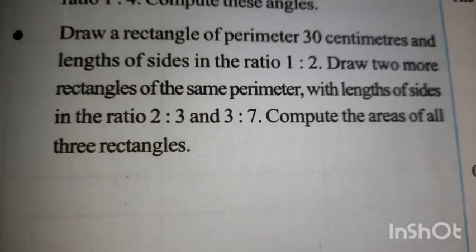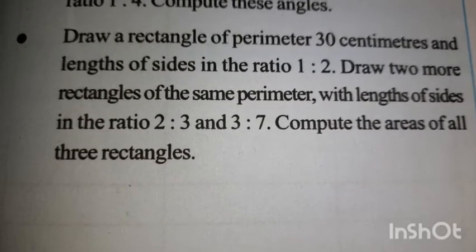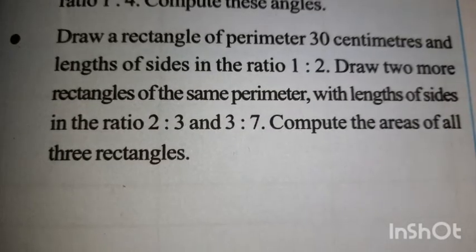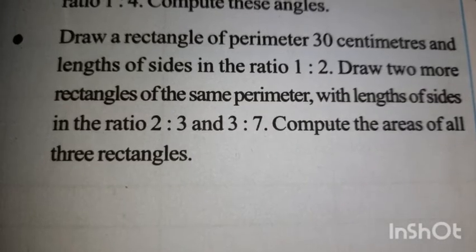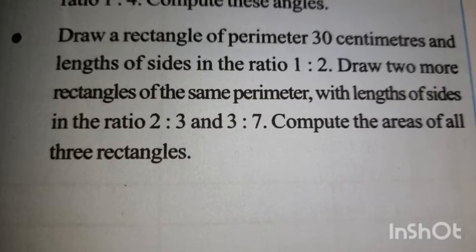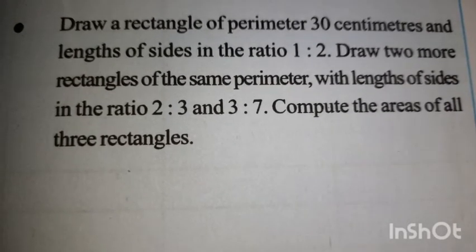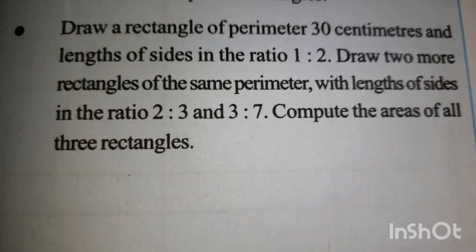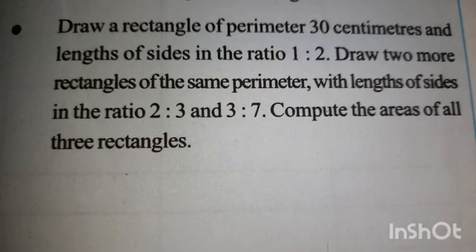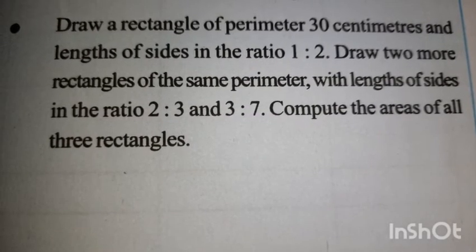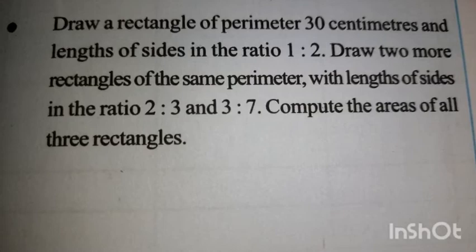Draw a rectangle of perimeter 30 centimeters and length of sides in the ratio 1:2. Draw two more rectangles of the same perimeter with the length of sides in the ratio 2:3 and 3:7. Compute the areas of all three rectangles. Out of that, the first question we will do, and the others you do as homework. The perimeter is given as 30, and the ratio of the sides is 1:2.